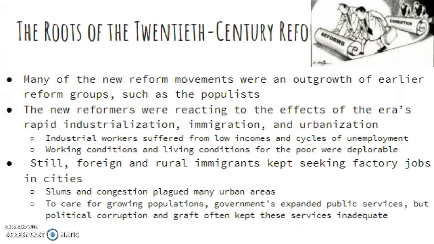Graft is just offering money to gain an advantage, and Boss Tweed was king of this, offering people money in exchange for a vote for the candidate he was backing, or giving various politicians deals or money in order to gain an advantage.